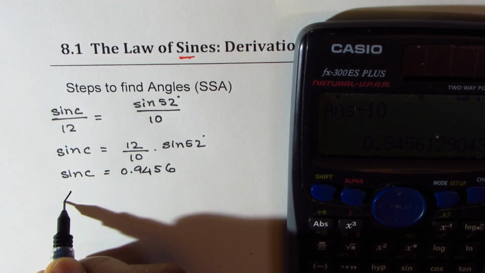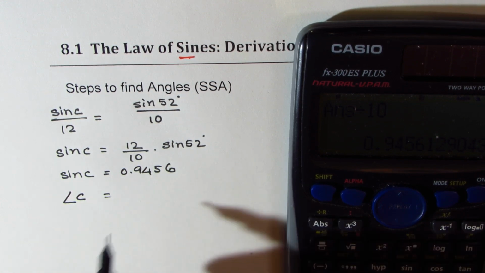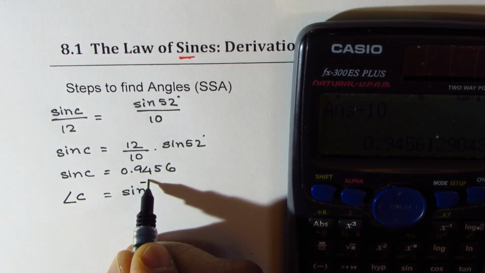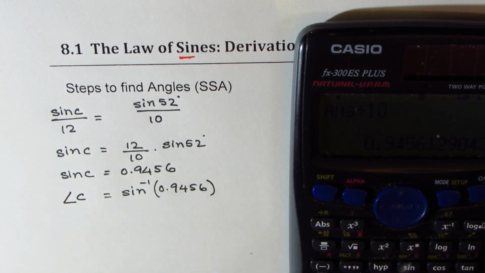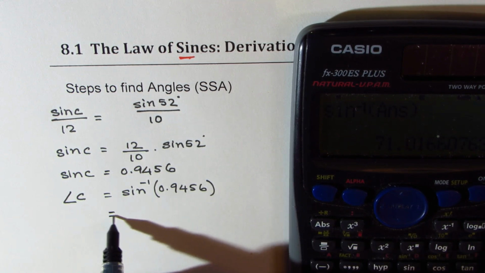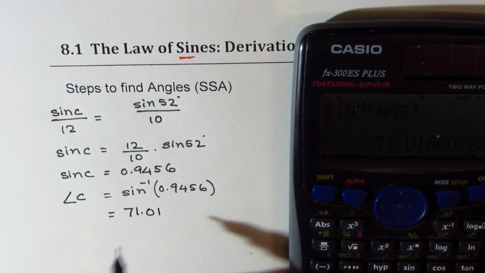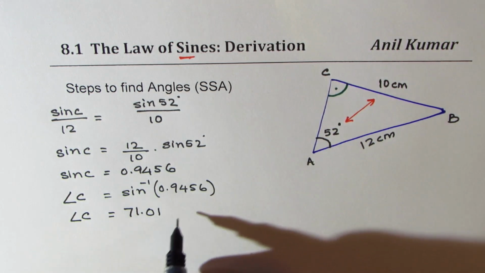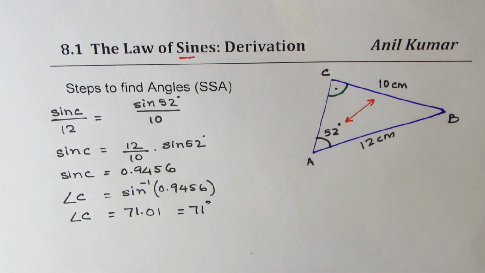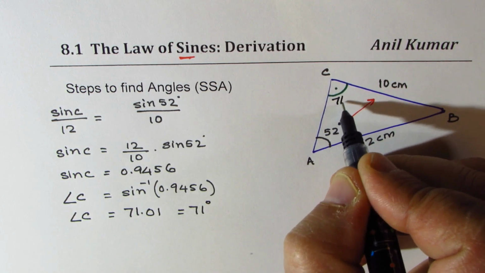So what is angle C? Sine inverse of this will be angle C. So we can find this as sine inverse of 0.9456. This number is already in the calculator, so I could do shift sine inverse of our answer, equals, and we get angle C as 71.01. So that is angle C, which is 71 degrees. So we get angle C as 71 degrees.